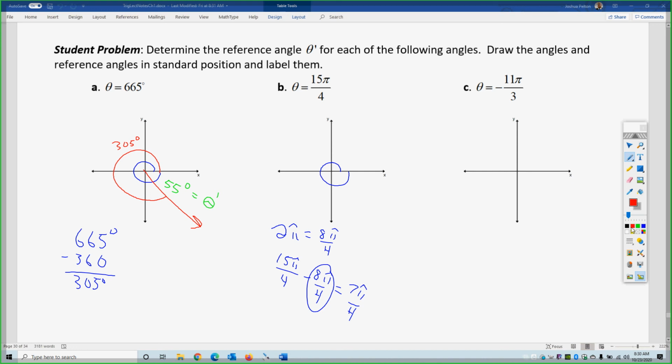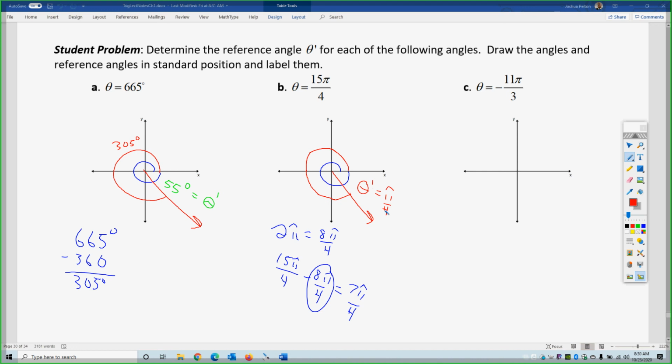So I went around another 7/4, which is almost all the way around, right? 1/4, 2/4, 3/4, 4/4, 5/4, 6/4, 7/4. So what's left over is another fourth. So my reference angle is another fourth left over. Okay? Because if you add that to 7/4, you'll get 8/4 because we almost run around another time.